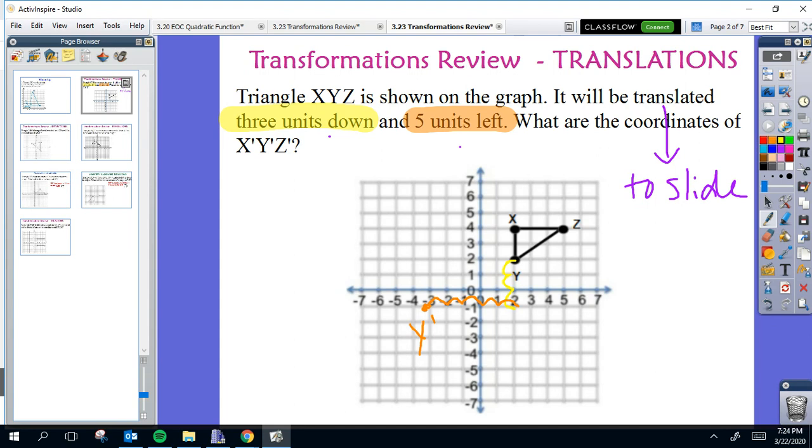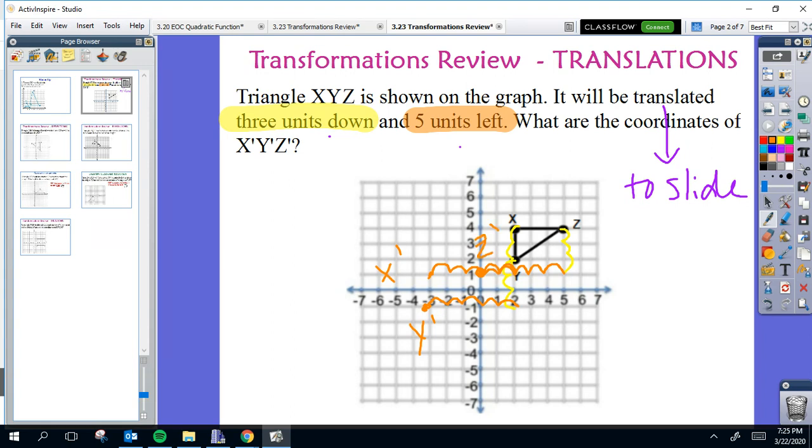Same thing for the x value. I go down 3 units, 1, 2, 3, and I go 5 units to the left, 1, 2, 3, 4, 5. And when I do that, my x value right here is going to be x prime at negative 3, 1. And then my last value is going to be z. I go down 3 units, 1, 2, 3, and I go over 5 units to the left, 1, 2, 3, 4, 5. That's going to be z prime.